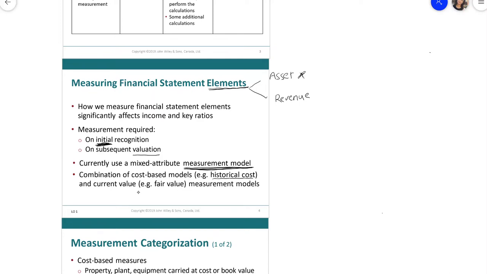Those are the two that we use when we talk about assets. So a combination of cost-based model and current value, for example, fair value measurement model. Those are the two that are used when we are talking about assets.